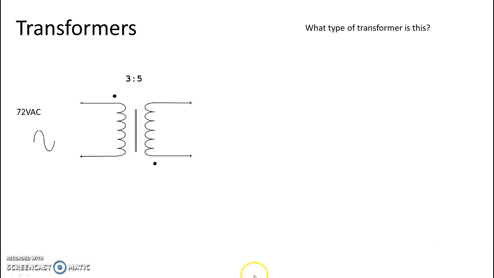Well, these lines down the middle right here, these two solid lines straight down the middle, that tells us that this is an iron core transformer. And iron core transformers are typically used in power applications. So we know that.